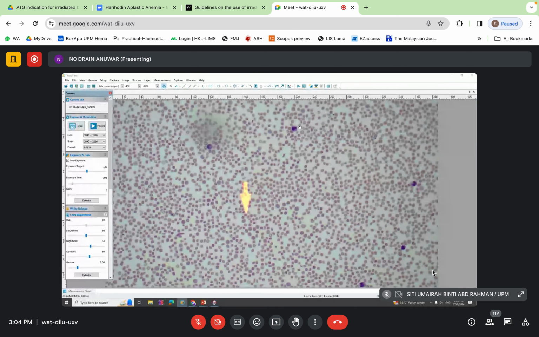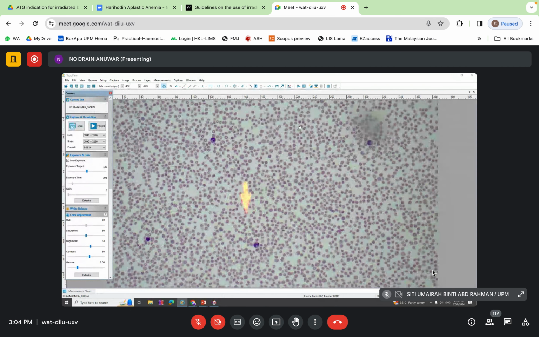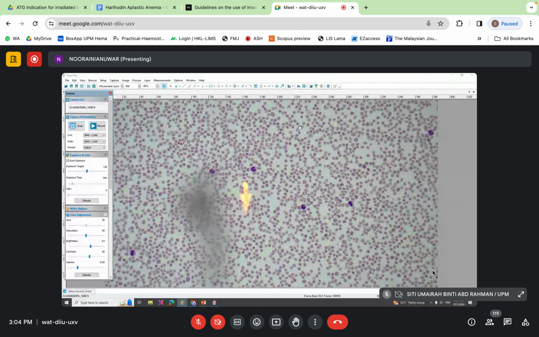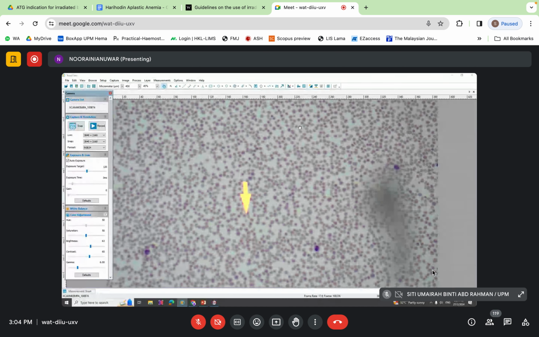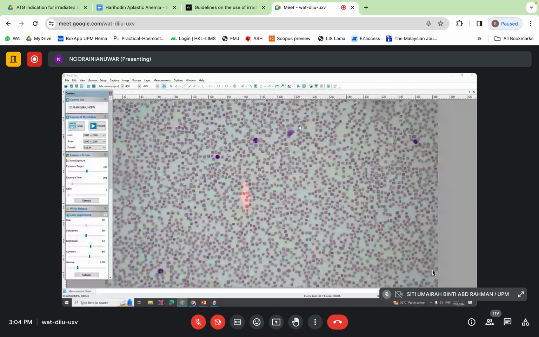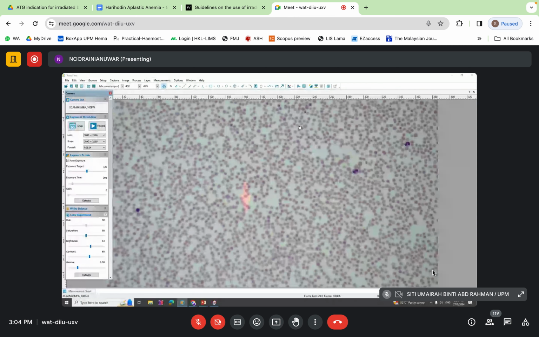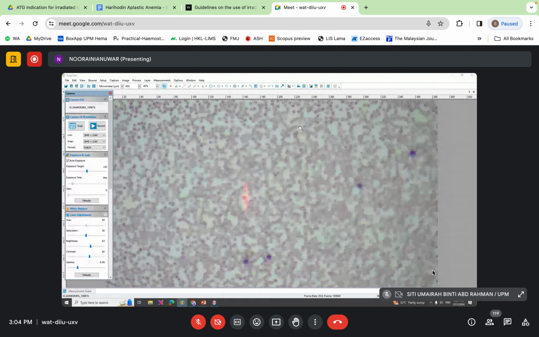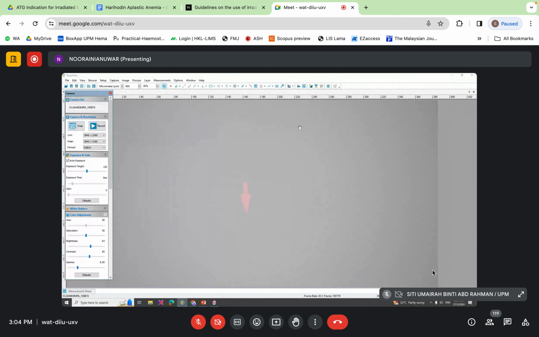I think this patient has neutropenia, but lymphopenia, no, Prof. Wait, because I don't have the count with me. As you move the slide, I cannot see any lymphocytes. Actually, a few. Predominantly, what we see in the blood picture is neutropenia. So we proceed to the bone marrow.